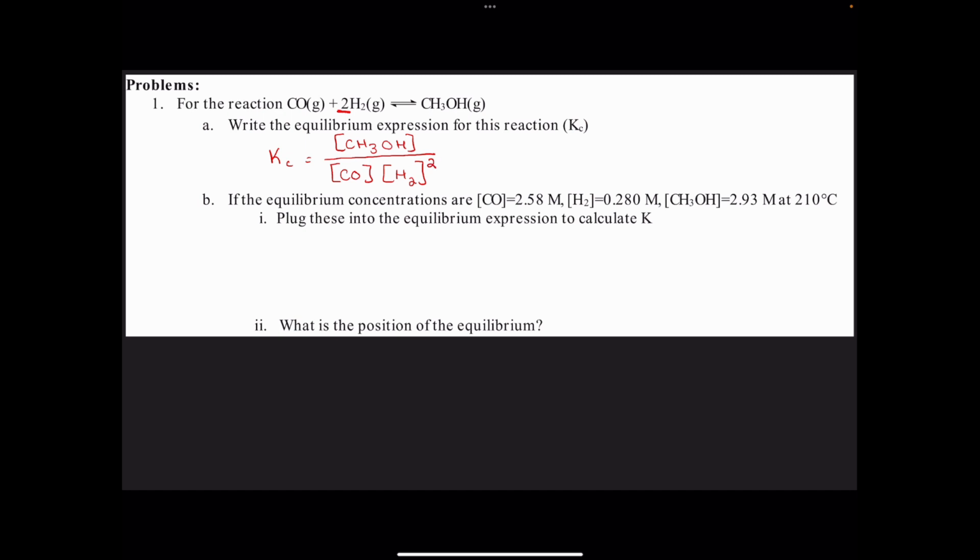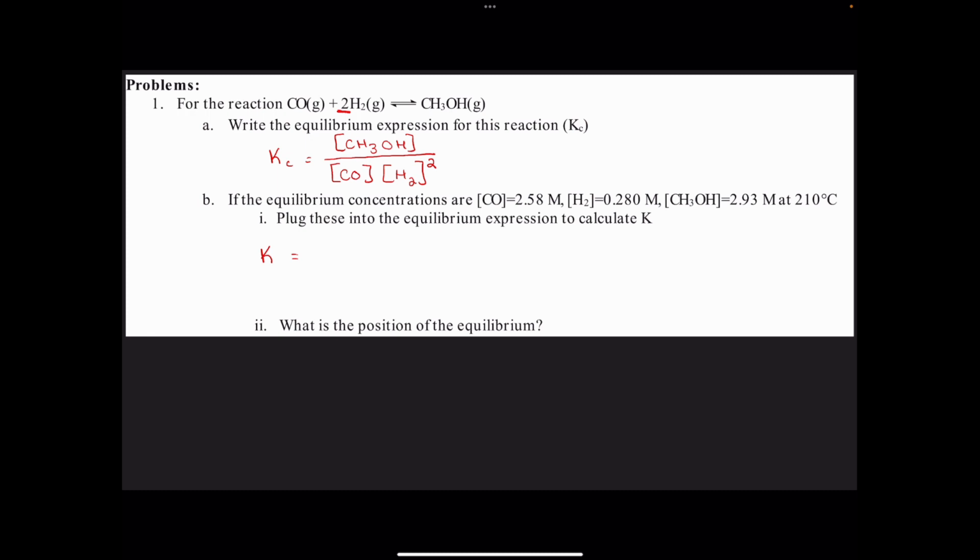I need to make sure that my hydrogen concentration is squared. Now on part B, we're told the equilibrium concentrations are such that the carbon monoxide is 2.58 molar, hydrogen is 0.28 molar, and methanol is 2.93 molar at 210 degrees Celsius. So we've got equilibrium concentrations. We can plug this into our K expression and calculate K.